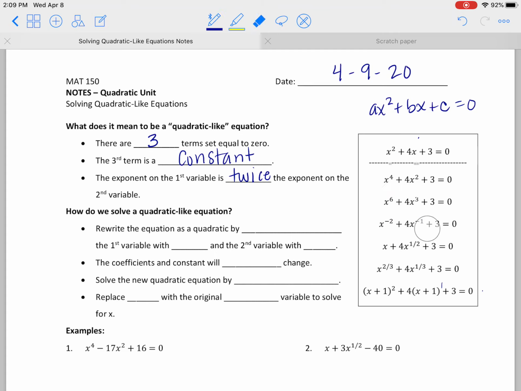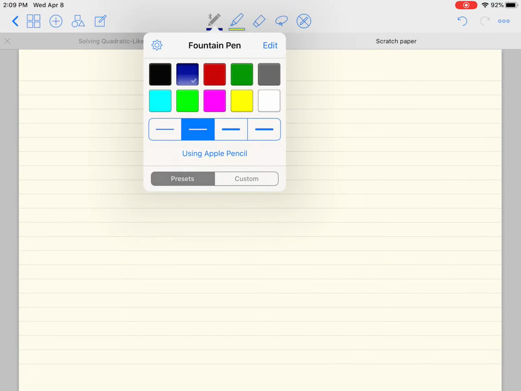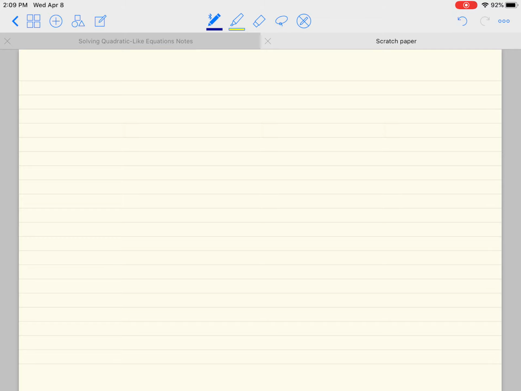So if that's true, if we've got three terms equal to 0, if the third term is a constant, and if the first exponent is twice the one in the middle, or the one in the middle is half the one we have first, then we have a quadratic-like equation, and we can solve it the same way we would solve its corresponding actual quadratic equation. So how is that going to work? It might seem a little tricky at first, but I think after you do it a few times, you'll be okay with it. But I want to show you how it works on the scratch paper.